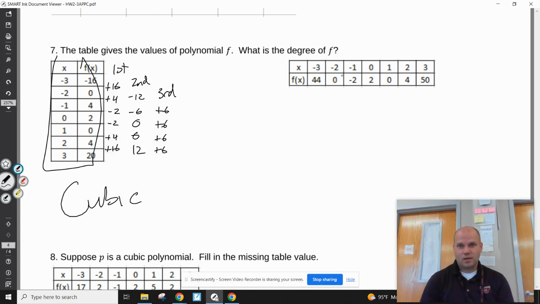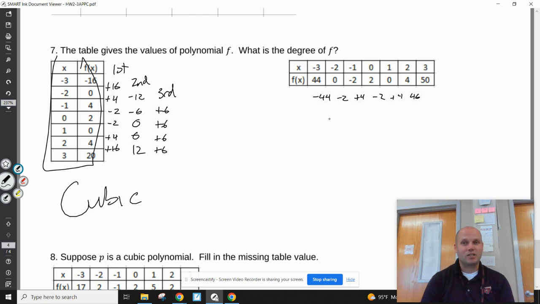Horizontal tables. 44 to 0, minus 44. 0 to 2, minus 2. 0 to negative 2, negative 2. Negative 2 to 2, plus 4. 2 to 0, minus 2. 0 to 4, plus 4. 4 to 50. This is going to be a fun one, guys. 46. I made these, so I know they work out. I used Excel. It was great.